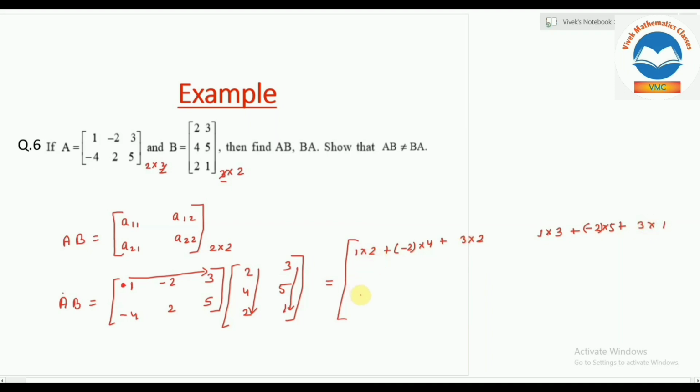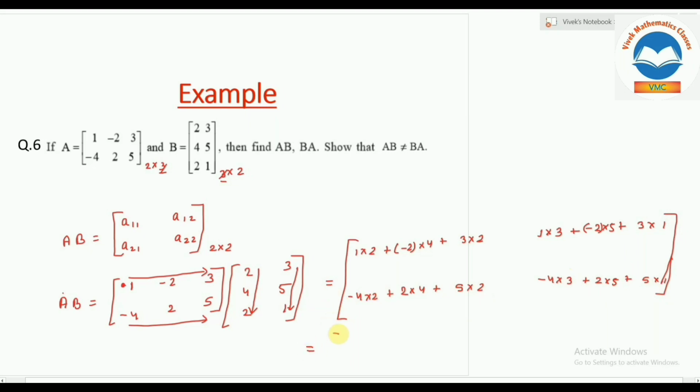Now the second row. A21 means second row, first column. So the second row from the first matrix and the first column of the second matrix. So what you will get here? Minus 4 into 2 plus 2 into 4 plus 5 into 2. This we are getting A21. Next A22 means second row, second column. So you will get minus 4 into 3 plus 2 into 5 plus 5 into 1. So this will be our AB matrix.